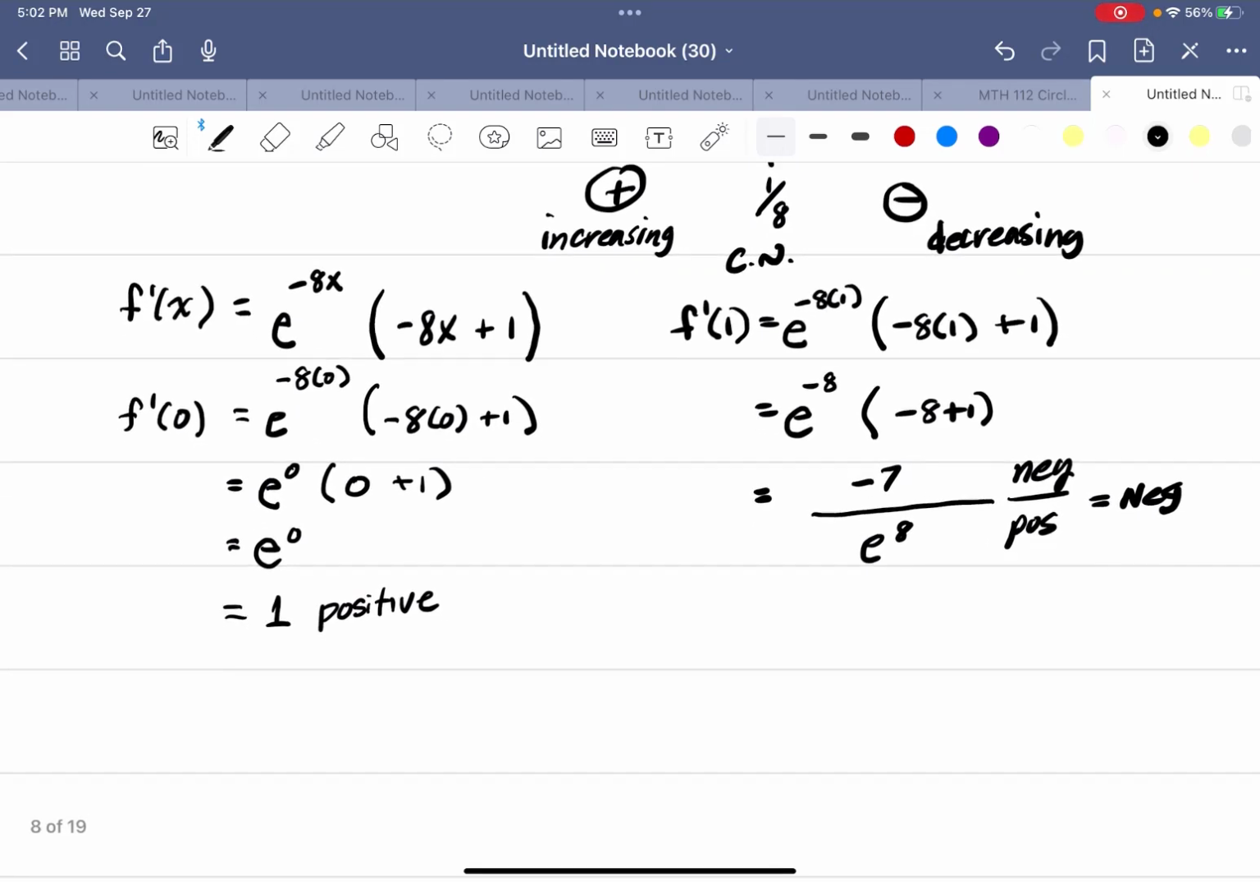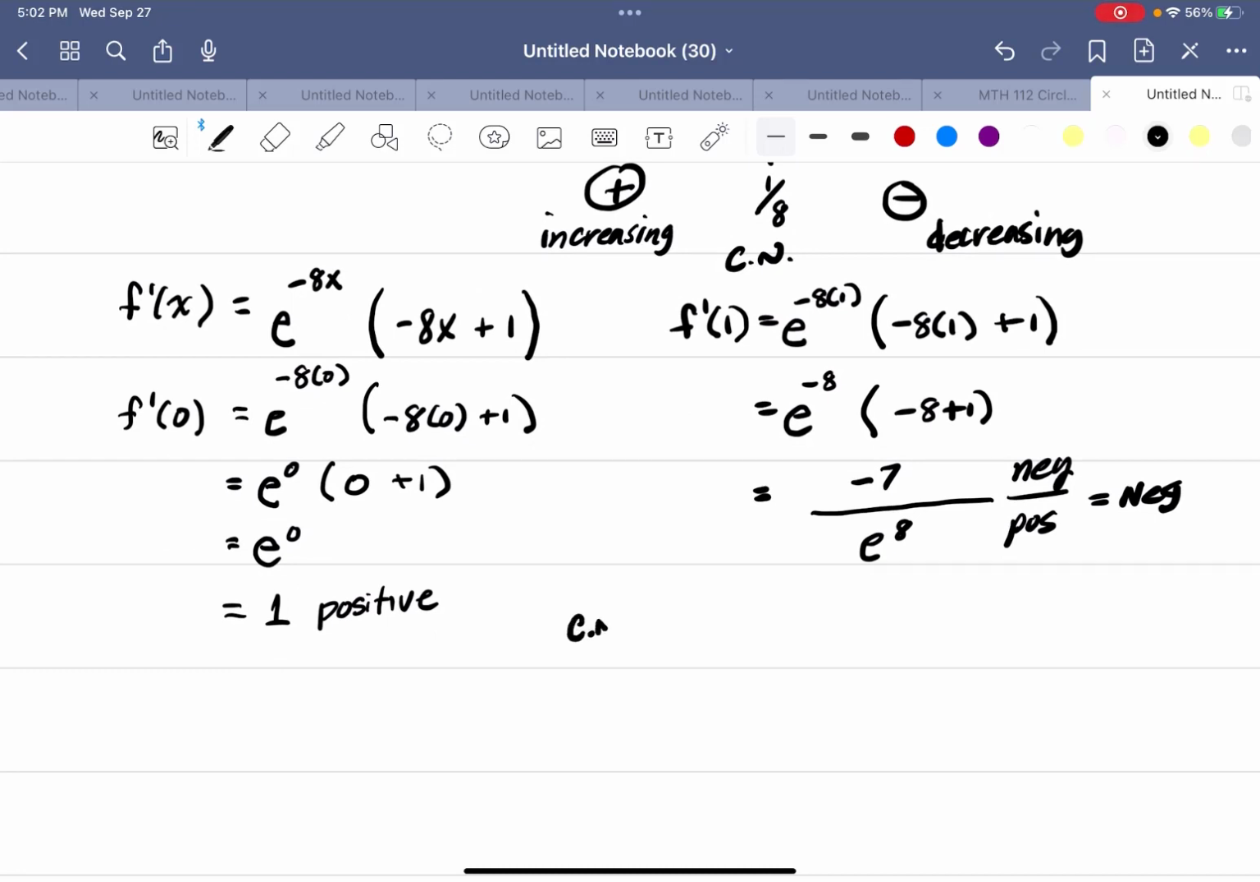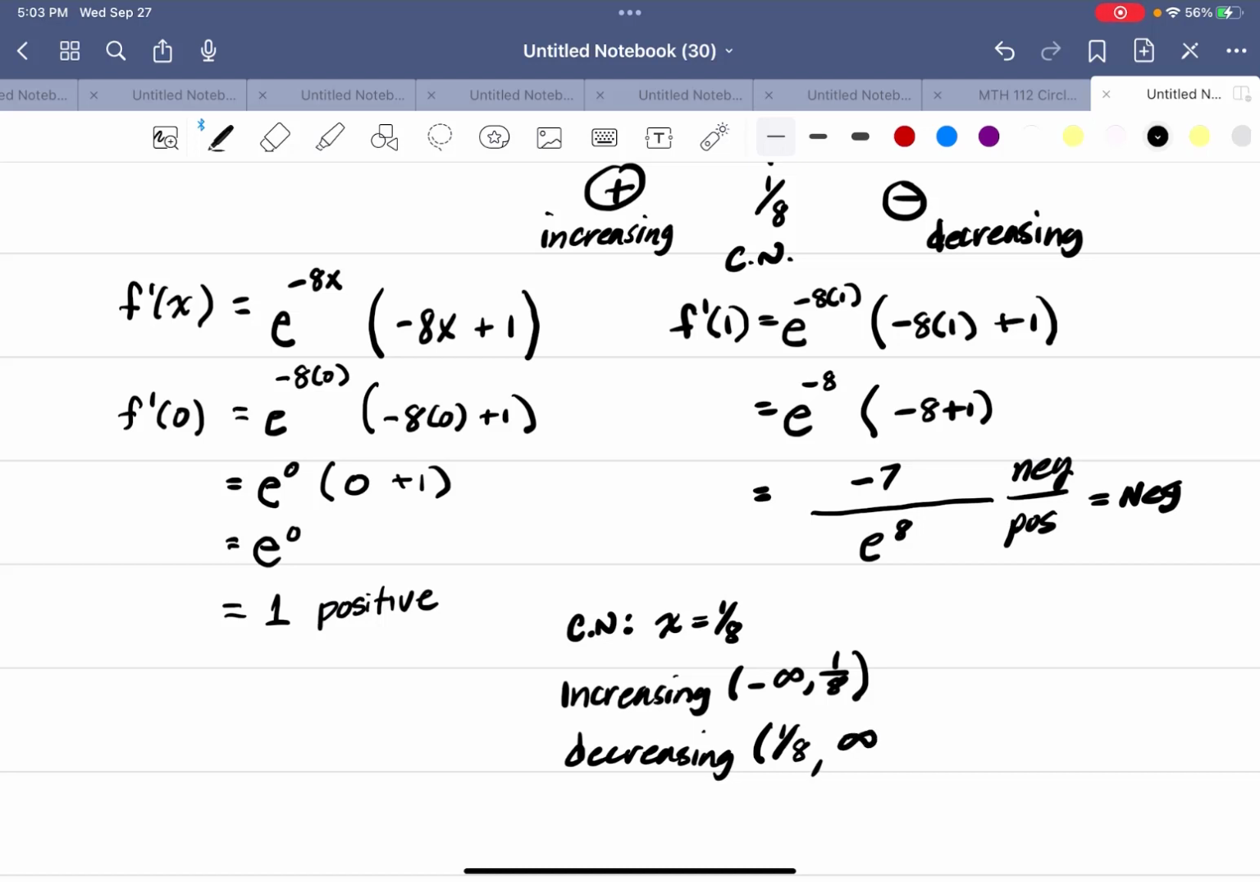So our answer is we have one critical number, and that is x equals 1/8. It is increasing on the interval from negative infinity until we get to 1/8. It is decreasing starting with 1/8 and continues to infinity. So this is our final answer.